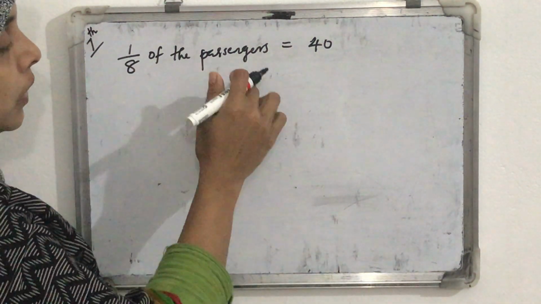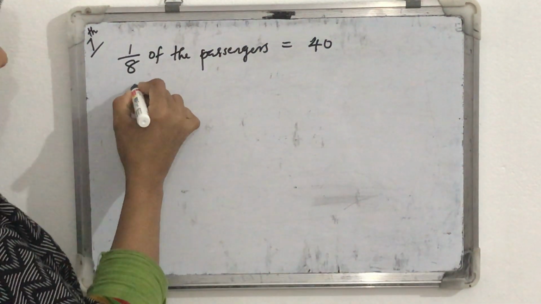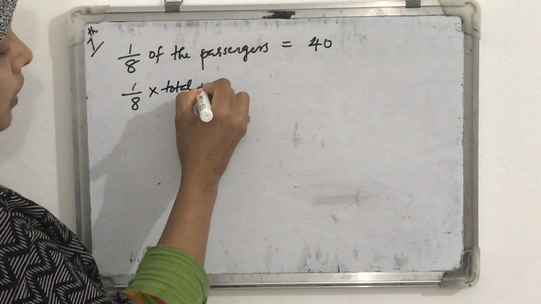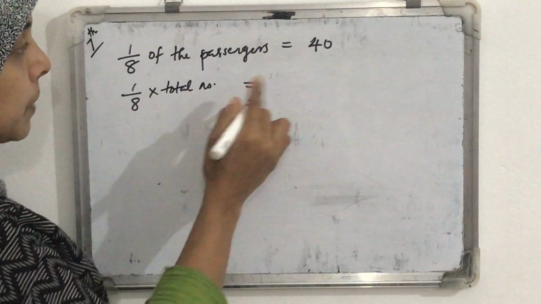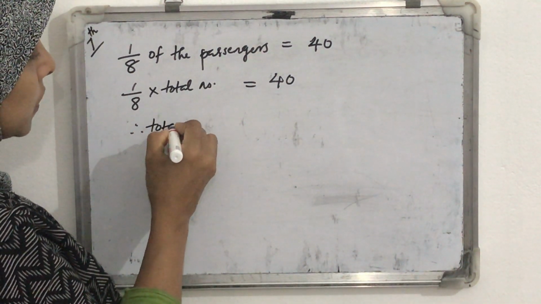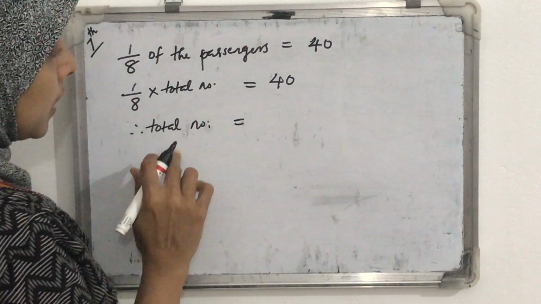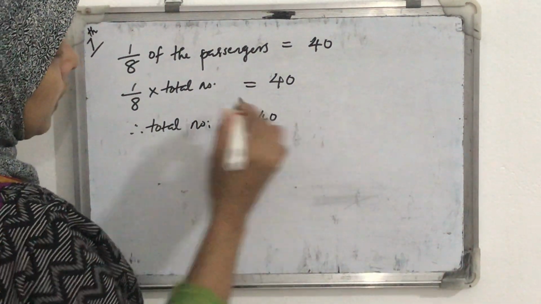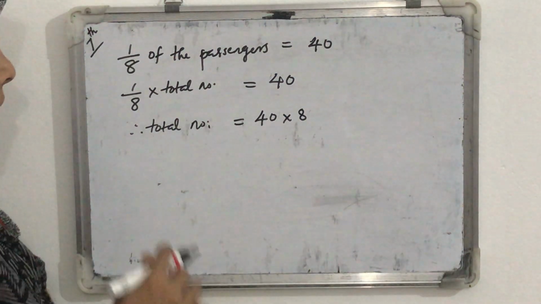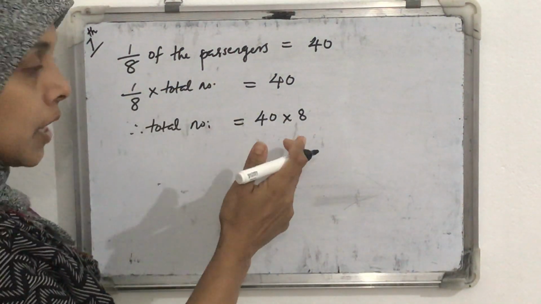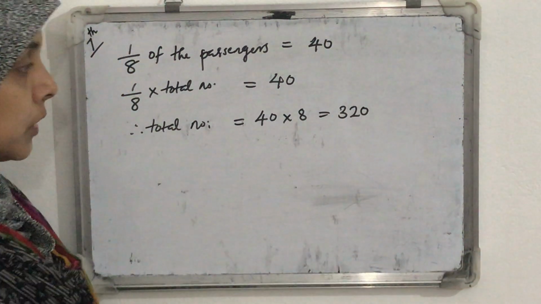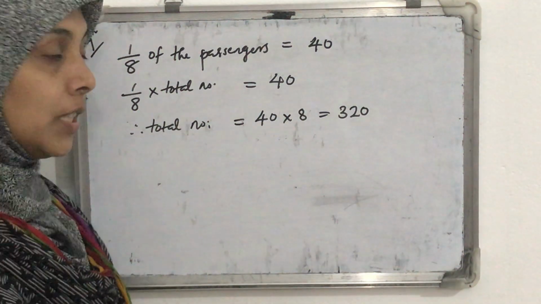So, 1/8 of the total passengers is 40. How can we equate this? 1/8 into total passengers is 40. So from this, the total number of passengers will be equal to 40 times 8. Here 1/8 is multiplied, but when we transpose it to the other side, it will be multiplied there, since it is divided here. So what will be 320? So total passengers in that train we find out is 320.